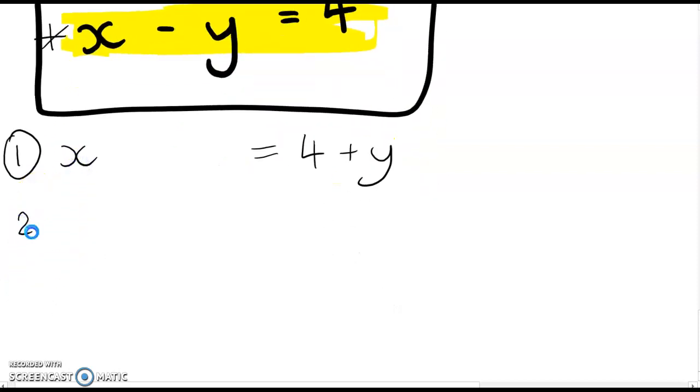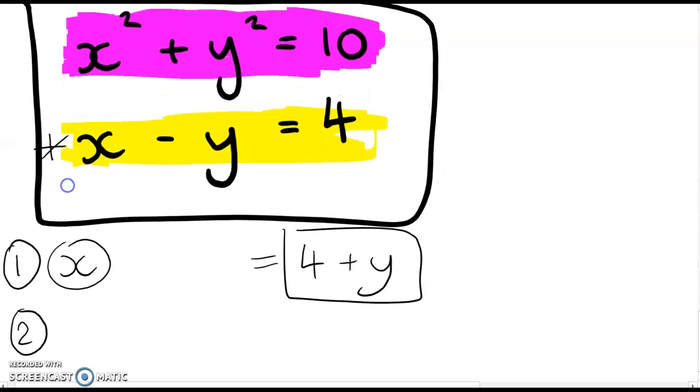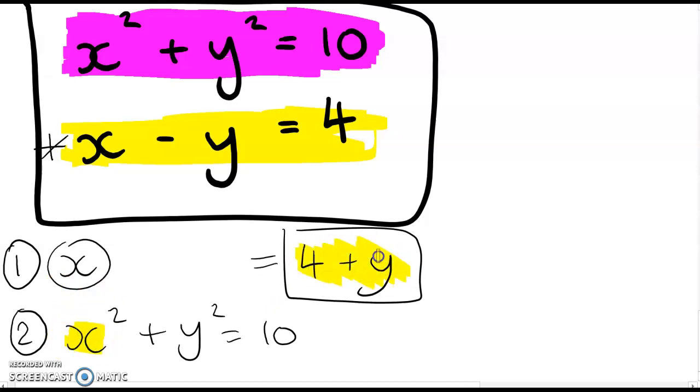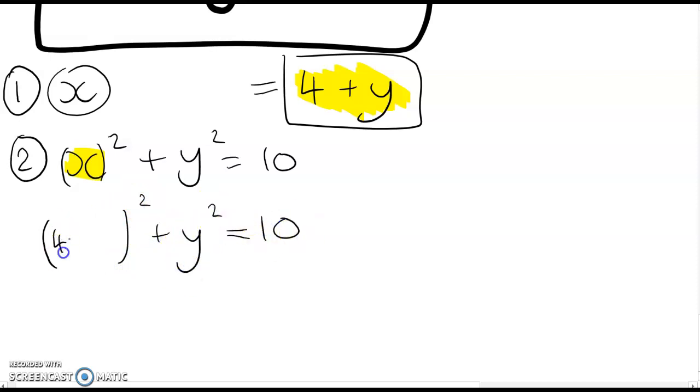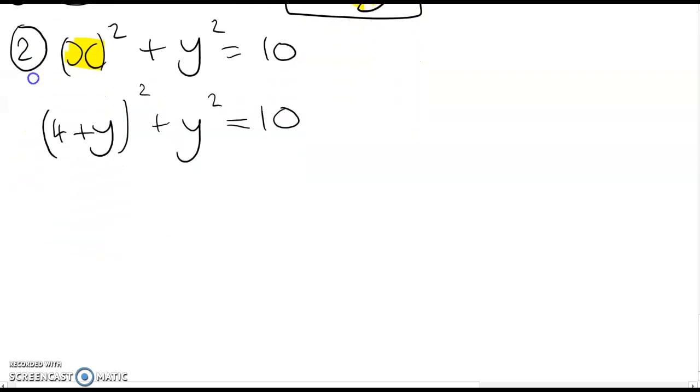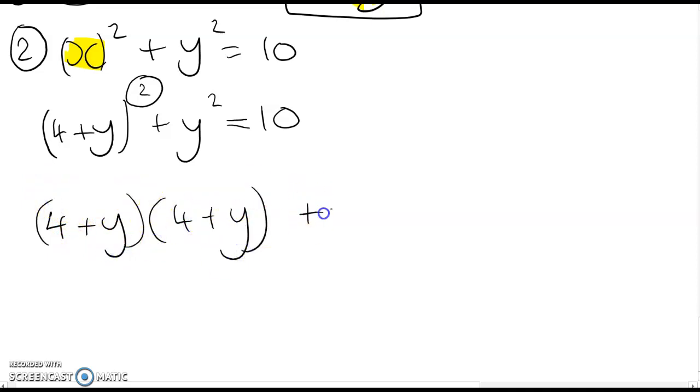Now step 2 is I'm going to have to sub this in for x in my nonlinear equation. What's my nonlinear equation? It's x squared plus y squared equals 10. And I'm no longer going to use that x. I'm going to use that instead of it. So I'm going to put brackets around it, and into those brackets, so nothing else in the equation changes, into those brackets I'm going to put 4 plus y. Now I have to multiply these out because that's what squared is. It multiplies by itself. So 4 plus y by 4 plus y. Nothing else in the equation changes.